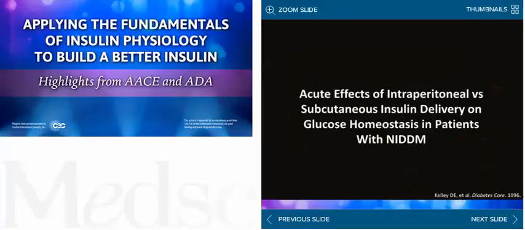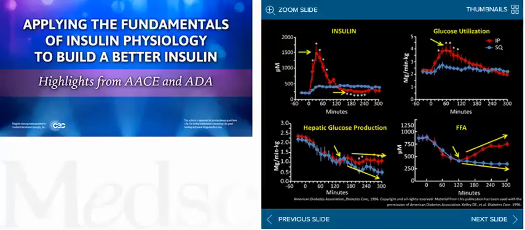In this study also, they did a small sub-study in which they looked at the acute effects of intraperitoneal versus subcutaneous insulin on glucose homeostasis. So each patient got 0.15 units per kg body weight on 2 separate days, either through the intraperitoneal device or through subcutaneous injection. And on the top left, you can see insulin levels when it is given through the intraperitoneal route peaks at about 1500 picomolar, almost 5 times as much as what you get through the subcutaneous delivery.